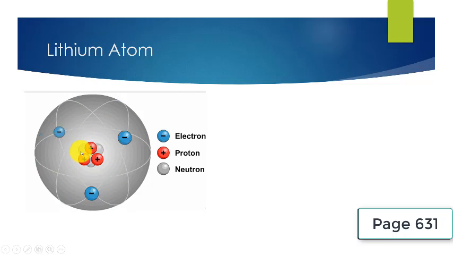But if you see, lithium is the third element in the periodic table. That means that we have the elements in order according to the atomic mass.